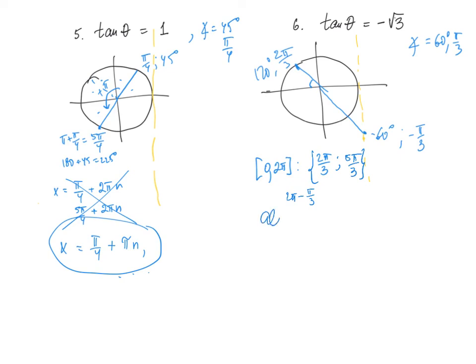Or if you want all solutions, you can start with any of them. Let's start with minus pi over 3, and then from here, we need to go plus pi, plus pi, plus pi. So once again, the answer is actually much easier, plus pi n. That is it. So this is it for now. We are going to add more.